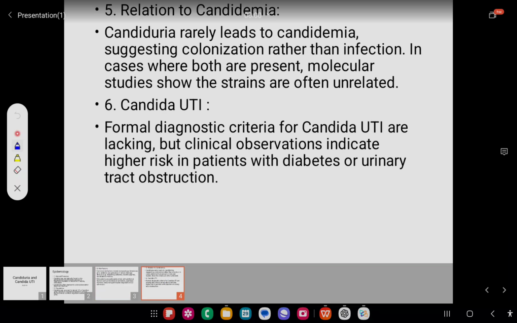What is the relationship of Candiduria and candidemia? Simply speaking, there is none. How? Actually, Candiduria rarely leads to candidemia. Candiduria is the presence of Candida in the urine, while candidemia is the presence of it in the blood.